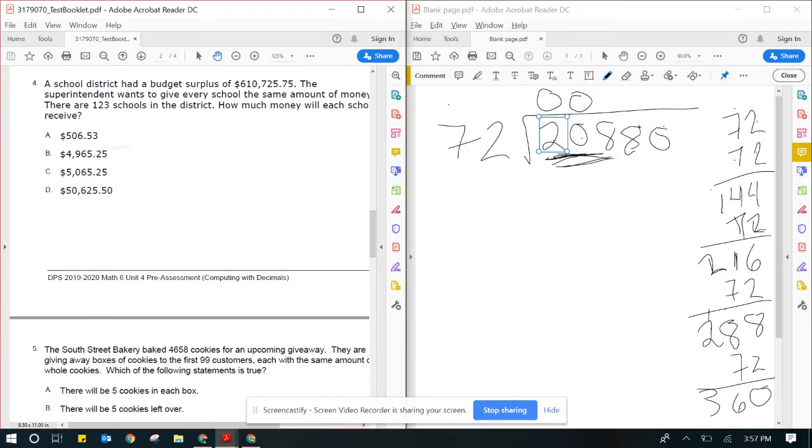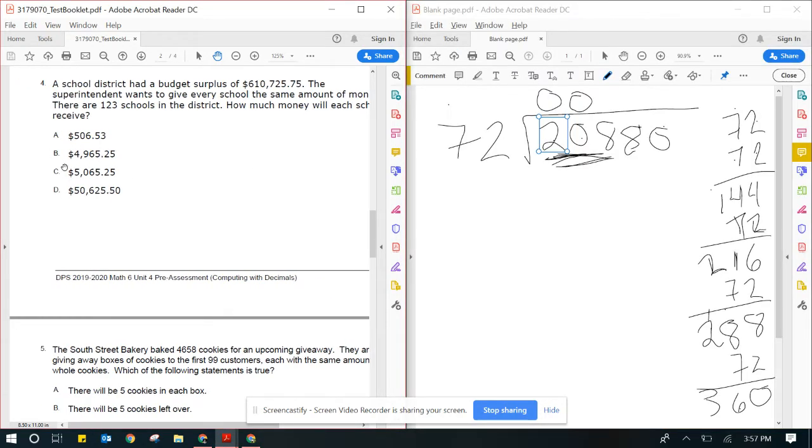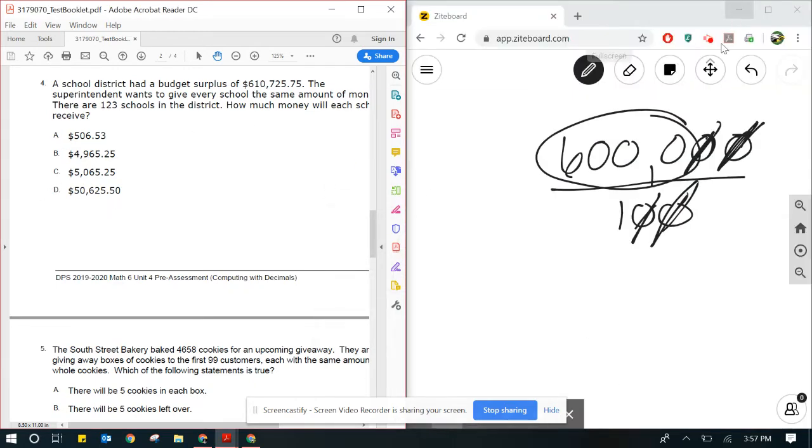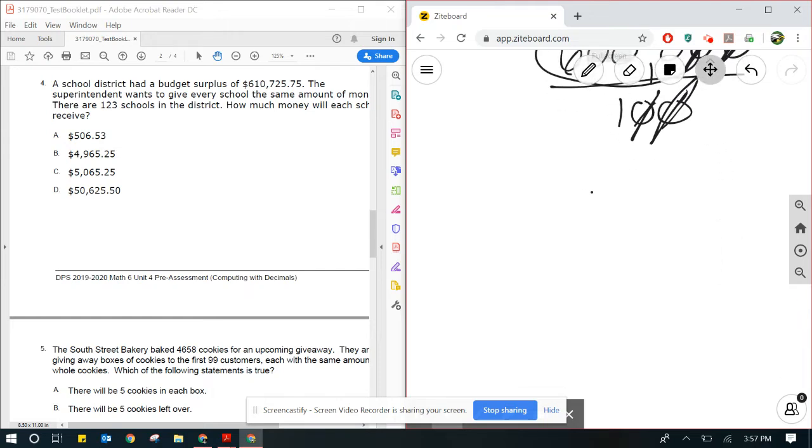There's 2 answers here that are close to 6,000, B and C. D is way wrong, and A is way wrong. So let's go ahead and look and see what we can get. So I'm going to clear this, or we're going to go down. That was my estimate. So now let's see. All we have to figure out right now is, is it a 4 or is it a 5 at the front?